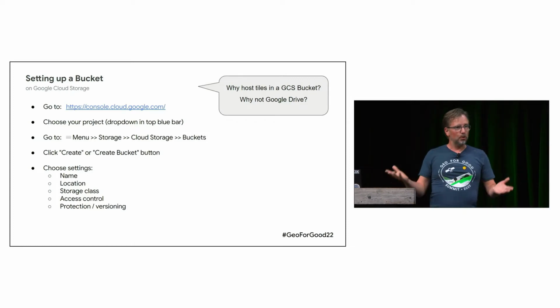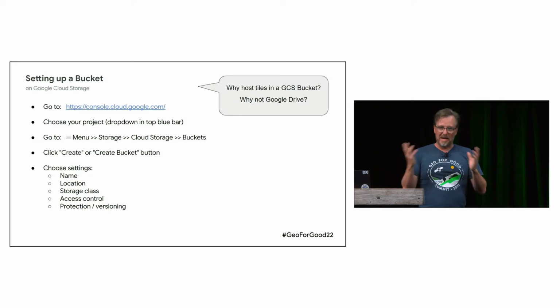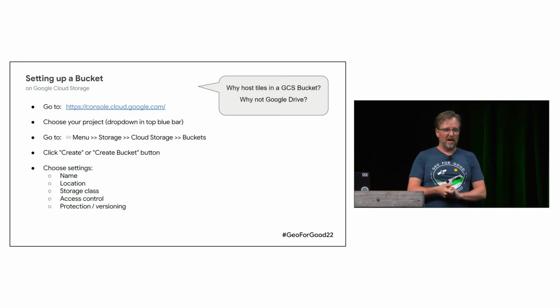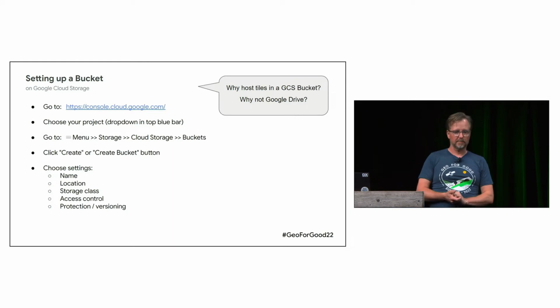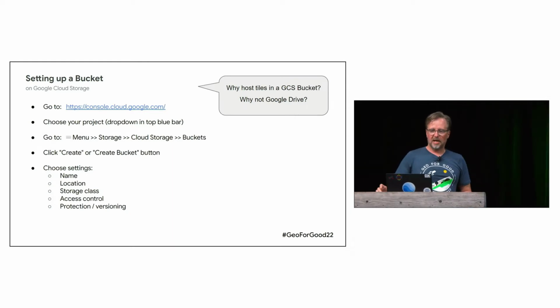So we use Google Cloud Storage buckets. They are made for this. They are made for hosting stuff. So that's why we use them. And that's why the map tile export function in Earth Engine defaults or only gives you the option of exporting to a cloud storage bucket. So how do we set up a cloud storage bucket?